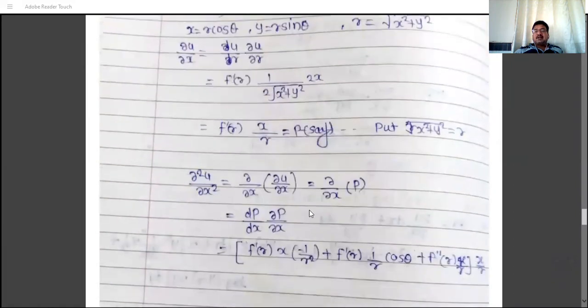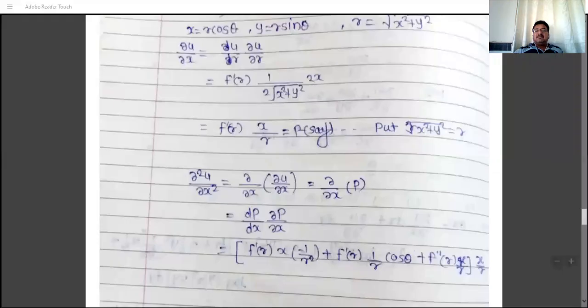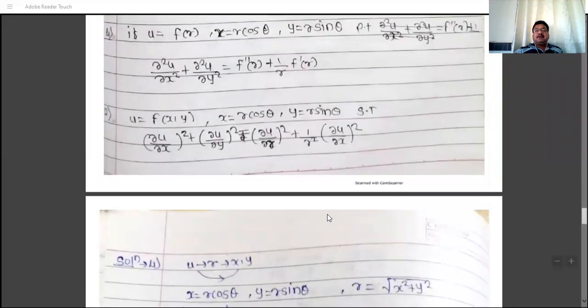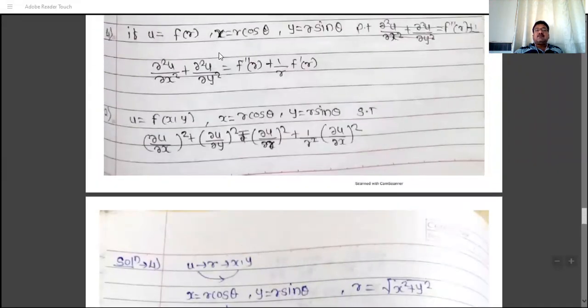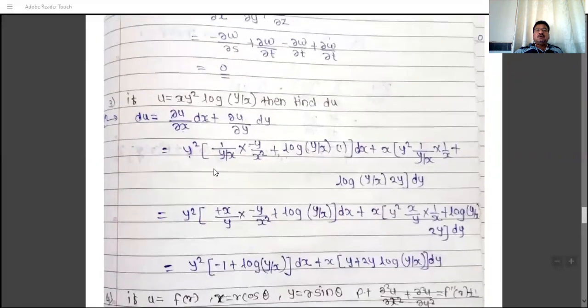Write that term. And then x and 1 by r as it is, that is x by r as it is, and the derivative of f'(r) is f''(r). So that is the u, v, w derivative. Similarly, find ∂²u/∂y², and then take their addition. We have this answer. Okay, so this is the problem actually for homework.